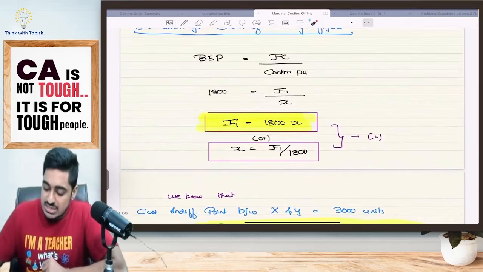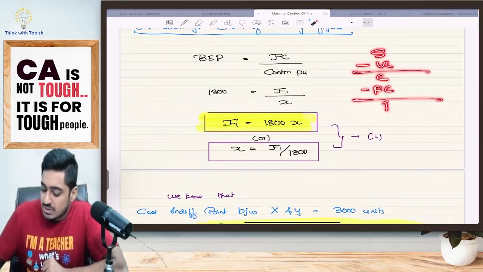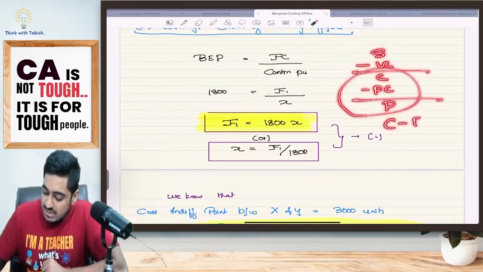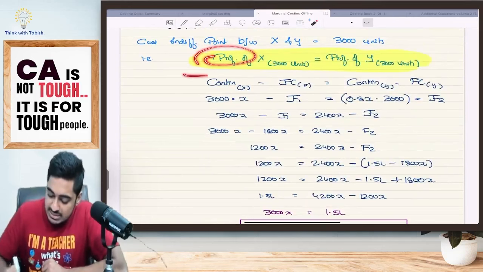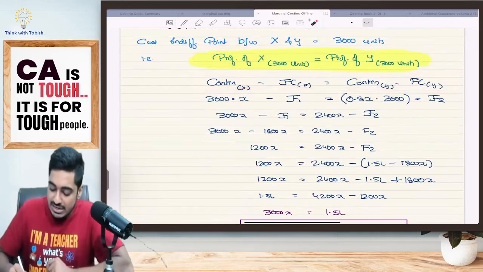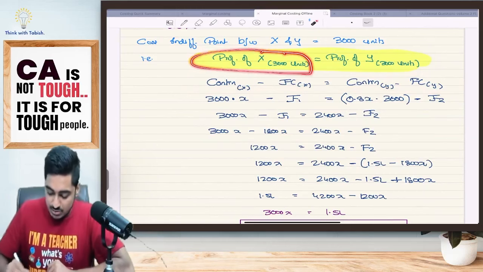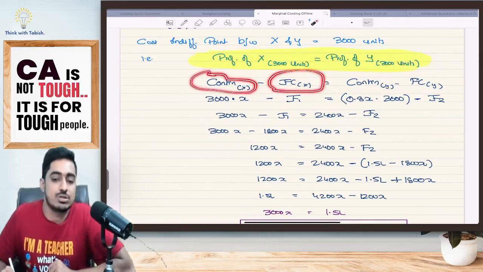Now tell me, students, sales minus variable cost is contribution, minus fixed cost is profit. So can I tell contribution minus fixed cost is equal to profit? Yes or no, everyone? So I want profit. How do I get profit? It is nothing but contribution minus fixed cost. So slowly I am writing, pay attention. Profit of X at 3000 is nothing but contribution of X minus fixed cost of X.